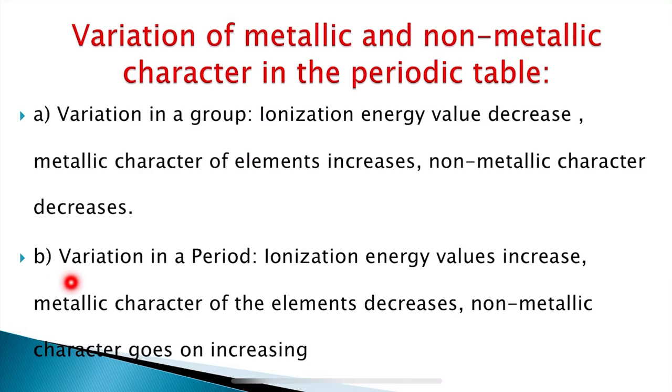And in variation in a period, since the ionization energy values increase on moving from left to right in a period, the metallic character of the element decreases. On proceeding from alkali metals to halogens in a given period, the non-metallic character goes on increasing. That is, alkali metals are metals and halogens are non-metals. So, this is how the variation of metallic and non-metallic character in the periodic table is observed.